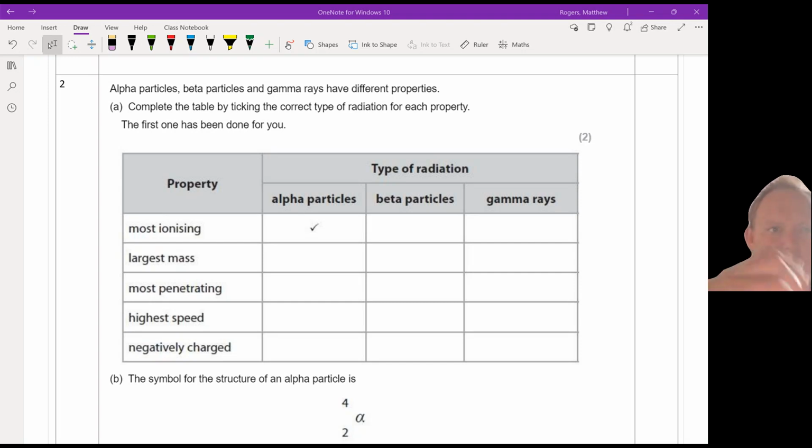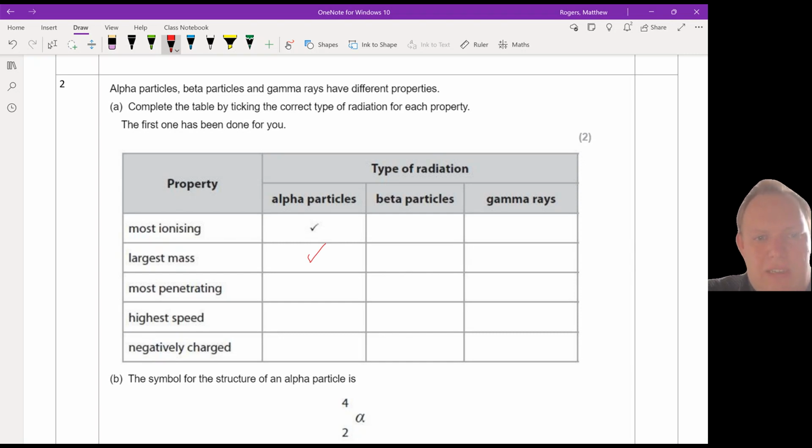So for largest mass, we should remember that alpha particles are formed of 2 protons and 2 neutrons bound up in this alpha particle. Beta particles are electrons, whereas gamma rays are a form of electromagnetic radiation. So alpha particles have the largest mass.